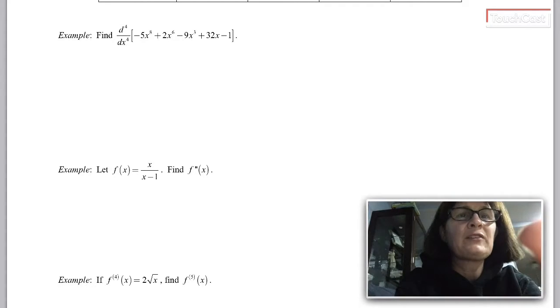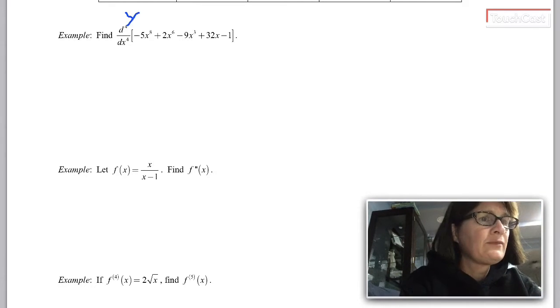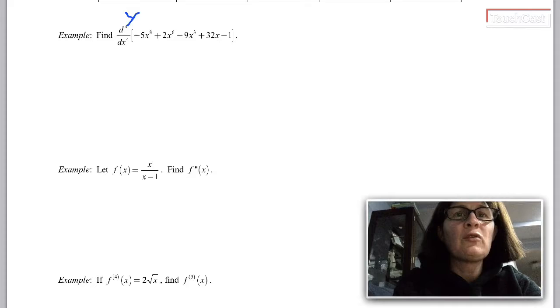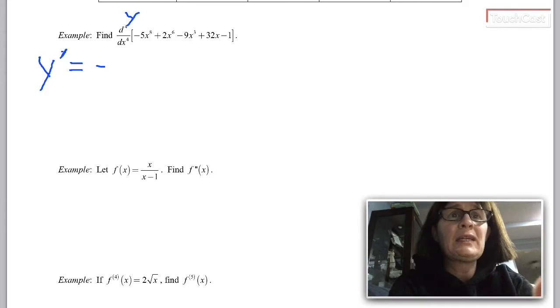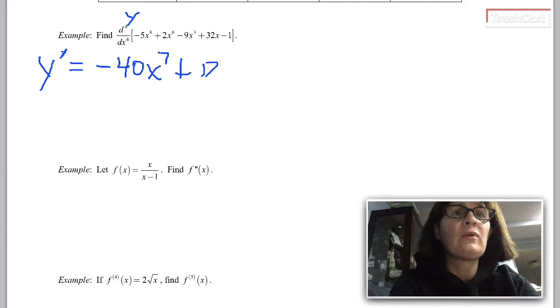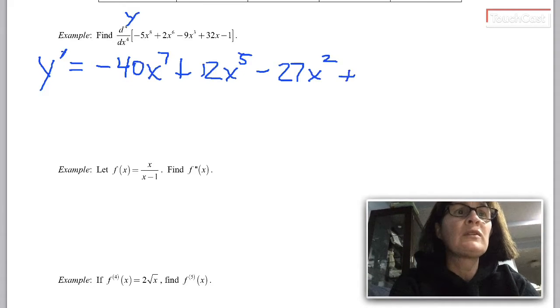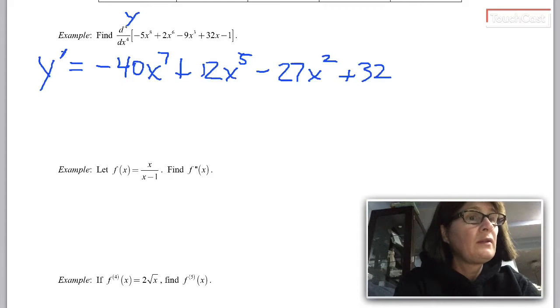Would have been nicer if I'd named this function. So let's say that y is this function I've asked you to take the derivative of. So I'm going to label my results so that we can keep track. y prime is going to be the first derivative. So that 8 is going to come down to the front. It's going to be negative 40 x to the 7th plus 6 times 2 is 12 x to the 5th minus 3 times 9 makes 27 x to the 2nd plus 32. That's y prime, the first derivative.